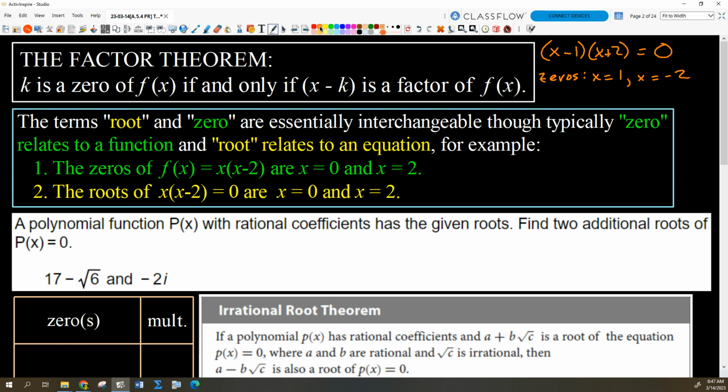Right? Everybody see that? Okay, that makes sense, doesn't it? So we knew that anytime we apply the zero product property, anytime I have a factor, that's always going to give me a 0 also, right?